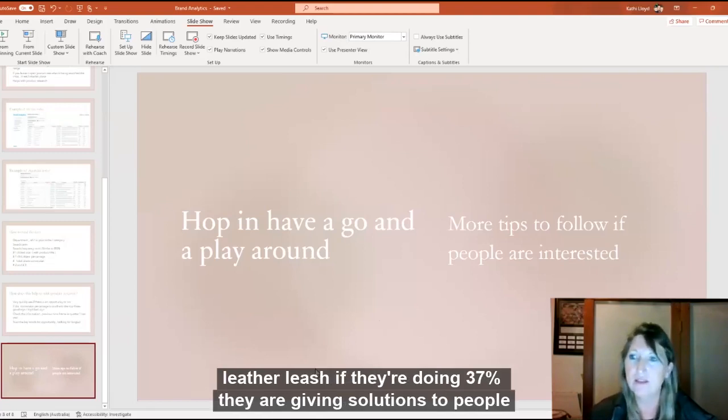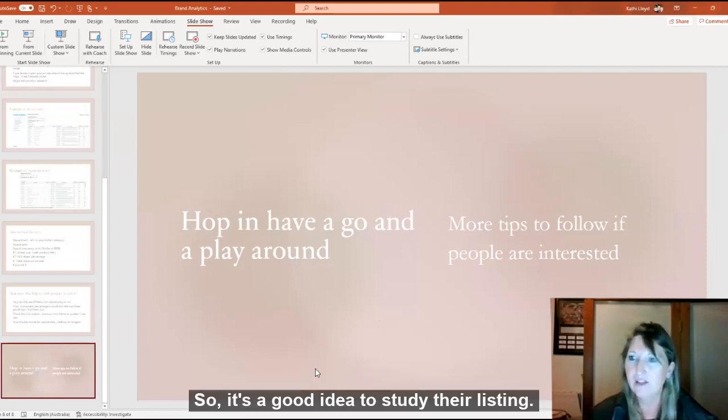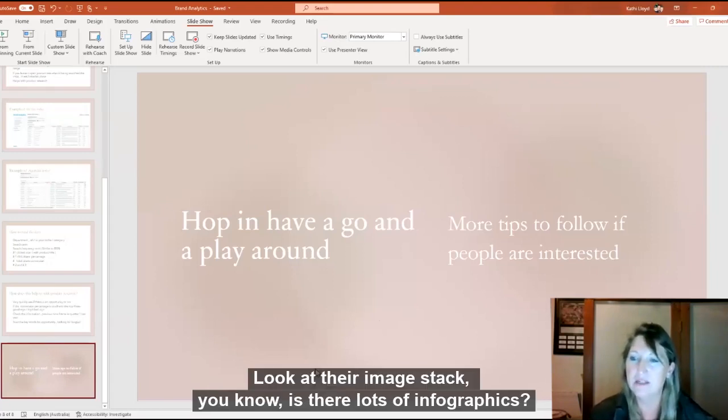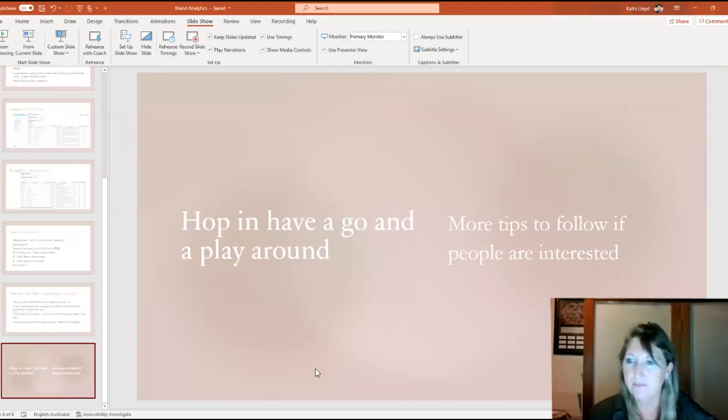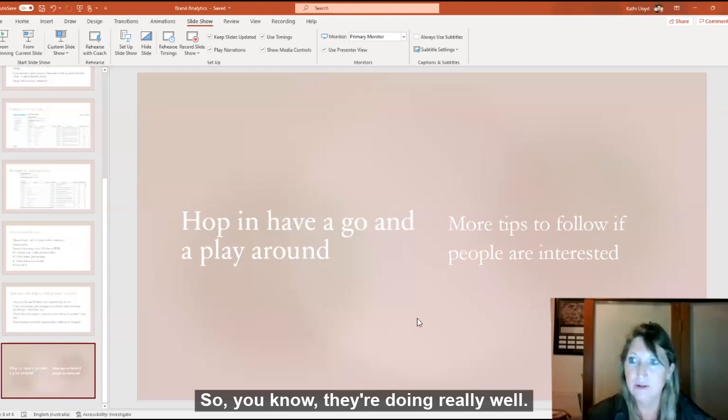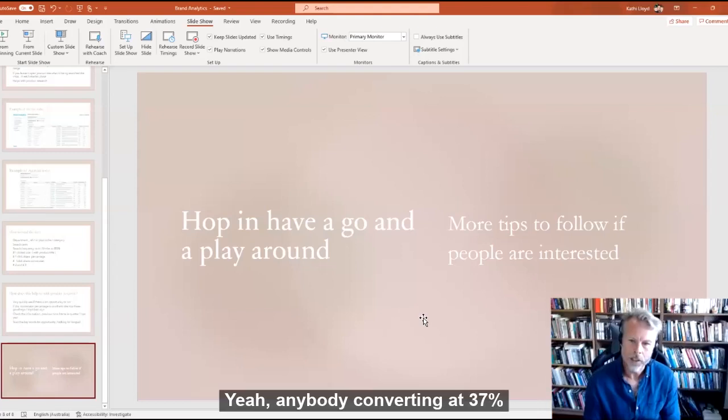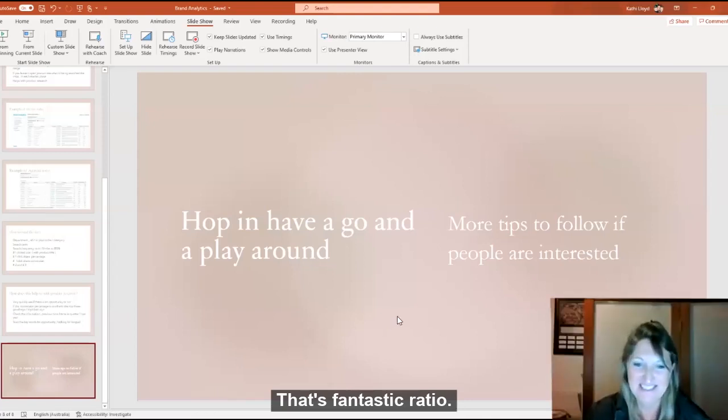The other really good tip that I forgot to mention is like that leather leash. If they're doing 37%, they are giving people the solution they want. So it's a good idea to study their listing, look at their image stack. Is there lots of infographics? Is it beautifully photographed? Are there keywords there? So, they're doing really well. Yeah, anybody converting at 37%, that's a fantastic ratio.